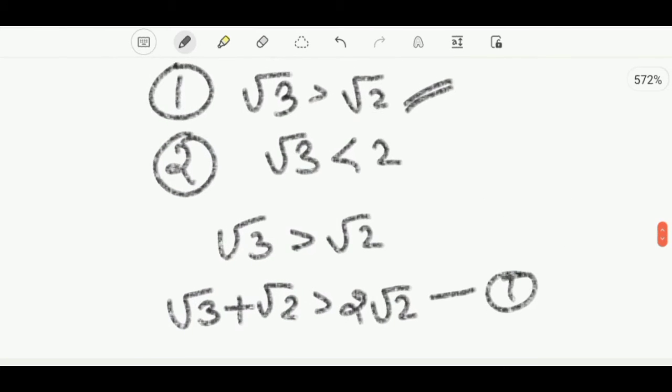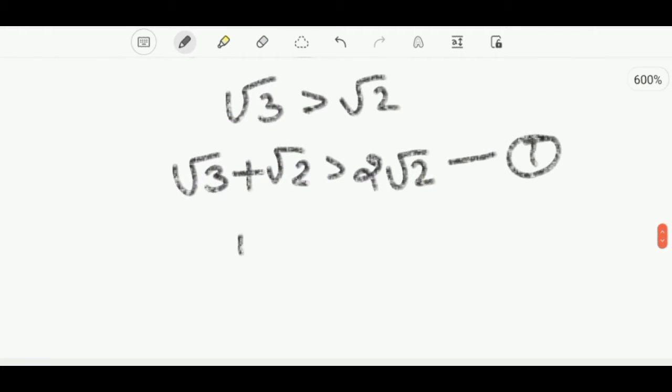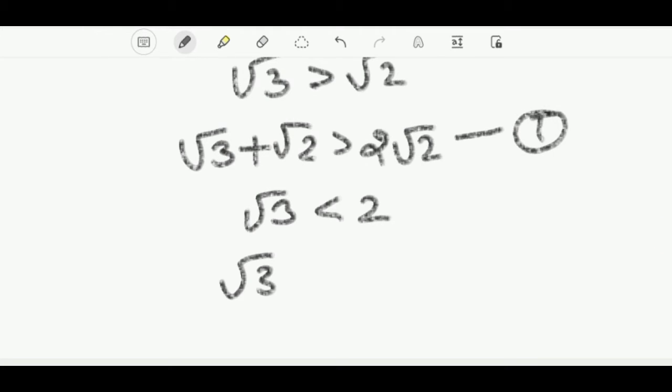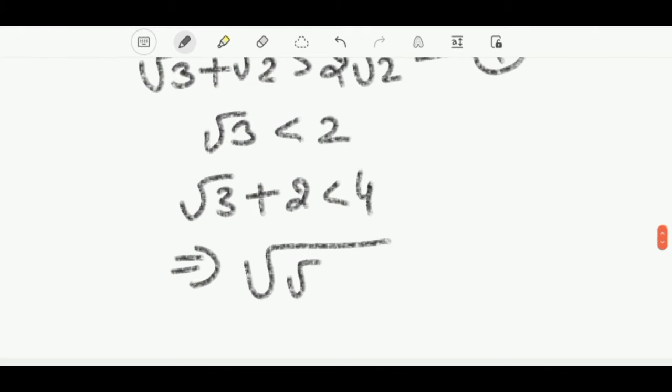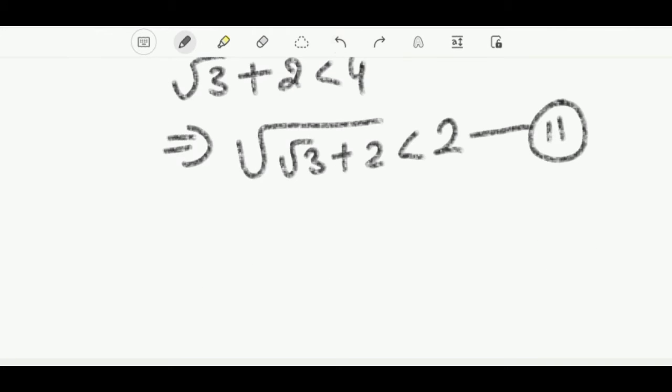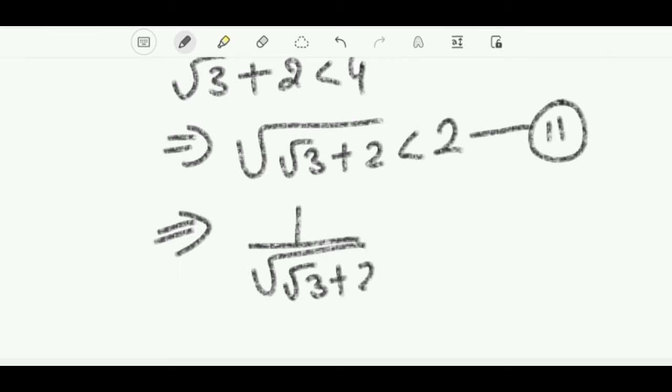And now I'm going to consider the second result, which is square root of 3 is smaller than 2, and add 2 to both sides, so we'll get square root of 3 plus 2 smaller than 4, and we can rewrite it as square root of 3 plus 2 is smaller than 2 square root of 2. Oops, this should be 2. Yeah, and let's name it equation 2. And now take the reciprocal of both sides, so we'll get 1 over square root of 3 plus 2, and our inequality gets changed, is greater than 1 over 2.